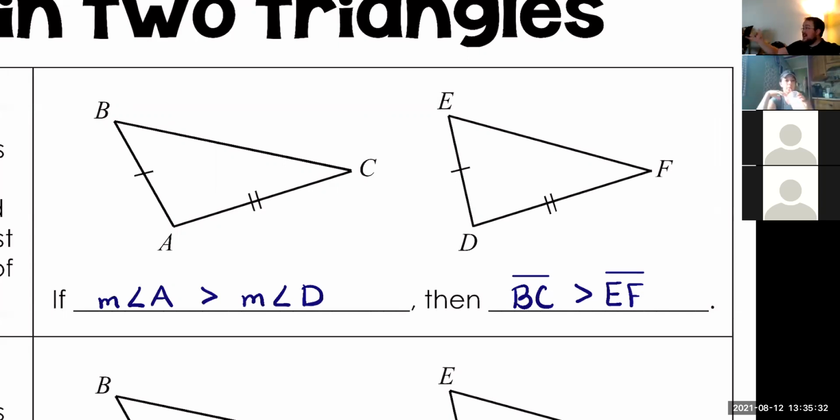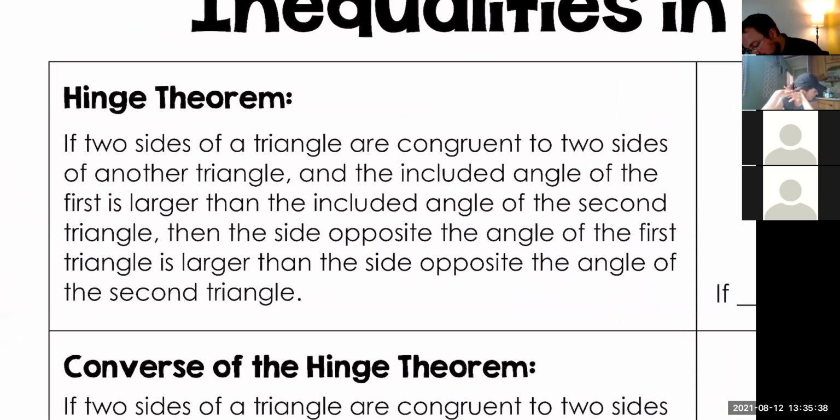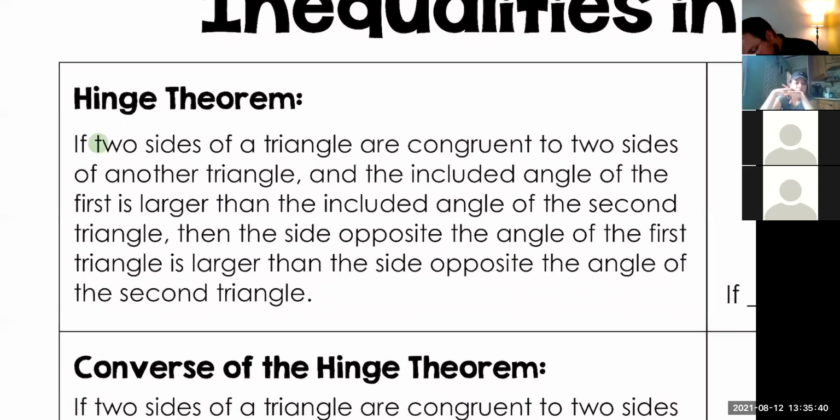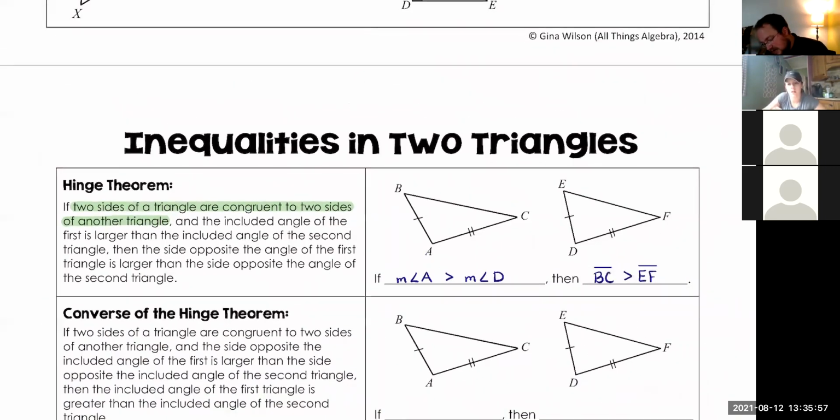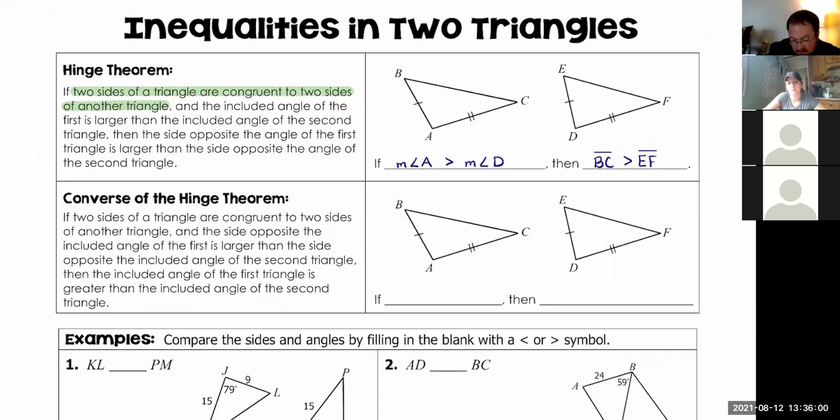It's basically the same relationship as what we're just doing with the other inequalities, but now it's saying that it's enough so long as you have two congruent sides. I should actually probably go highlight that one real quick. Two sides of a triangle are congruent to two sides of another triangle. That is important. You can't just take two random triangles with just all various sides. You have to have two congruent. Then this works.